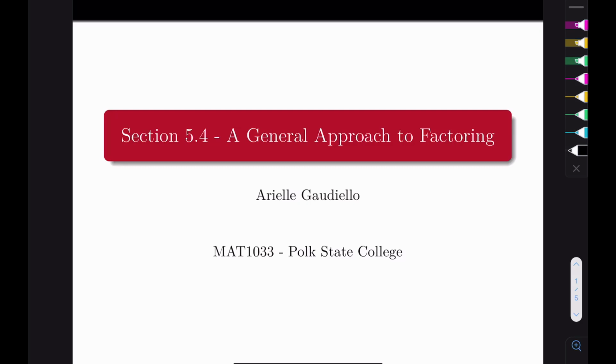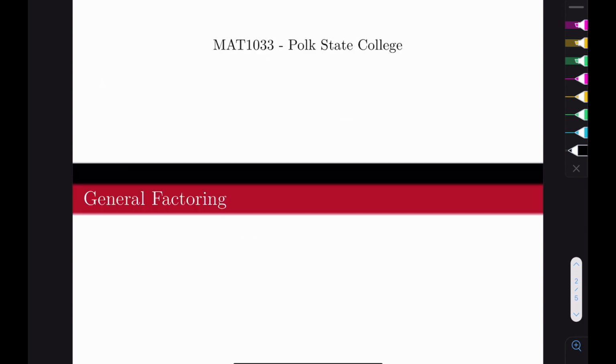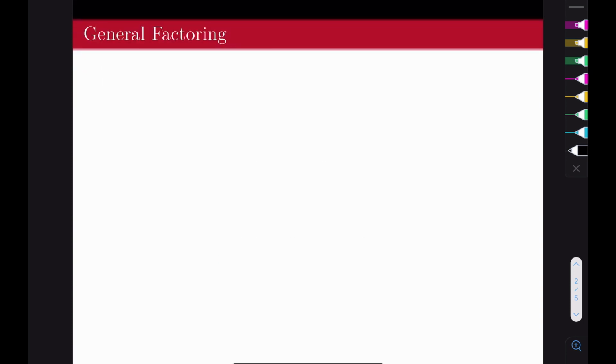Now that we've got a good handle on all the different techniques of factoring, in this section we want to see, if I just give you a factoring problem, which method am I going to apply? So we're going to try to look for clues and get some more practice with that. We're going to start with what is our general approach to factoring.